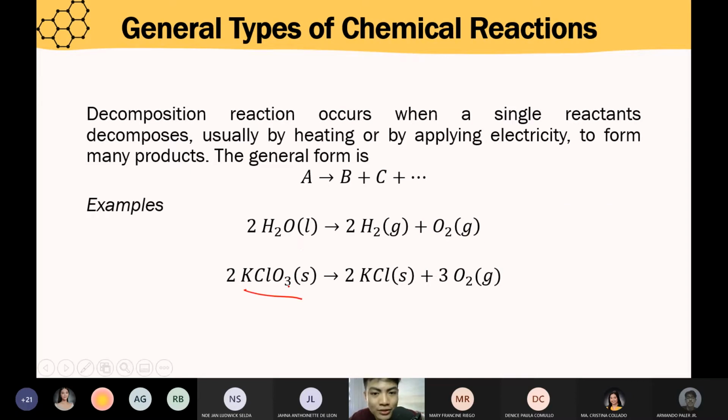So ito naman for potassium chlorate. When you heat your oxygen ions, they commonly produce oxygen gas. So again, usually our oxygen ions produce oxygen gas when heated. So potassium chlorate, just heat it. Lagay mo lang siya sa apoy. It will convert into potassium chloride and oxygen gas. So again, the idea is that oxygen ions commonly produce oxygen gas when heated.